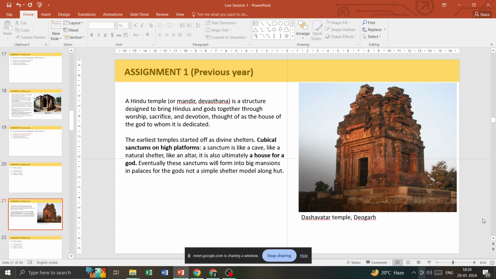So there used to be a high platform, then there used to be a sanctum, and then slowly with time, the idea that divinity is in verticality, in height. So a lot of higher shikhars were made so that the top helps you reach the god. That was the idea behind the tall shikharas in Hindu temple architecture. And this sanctum was like a cave. This sanctum had derived its idea from the cave. It was like a natural shelter, and it was also an altar. It could be a worship altar, and sometimes these temples have also been sacrificial altars.